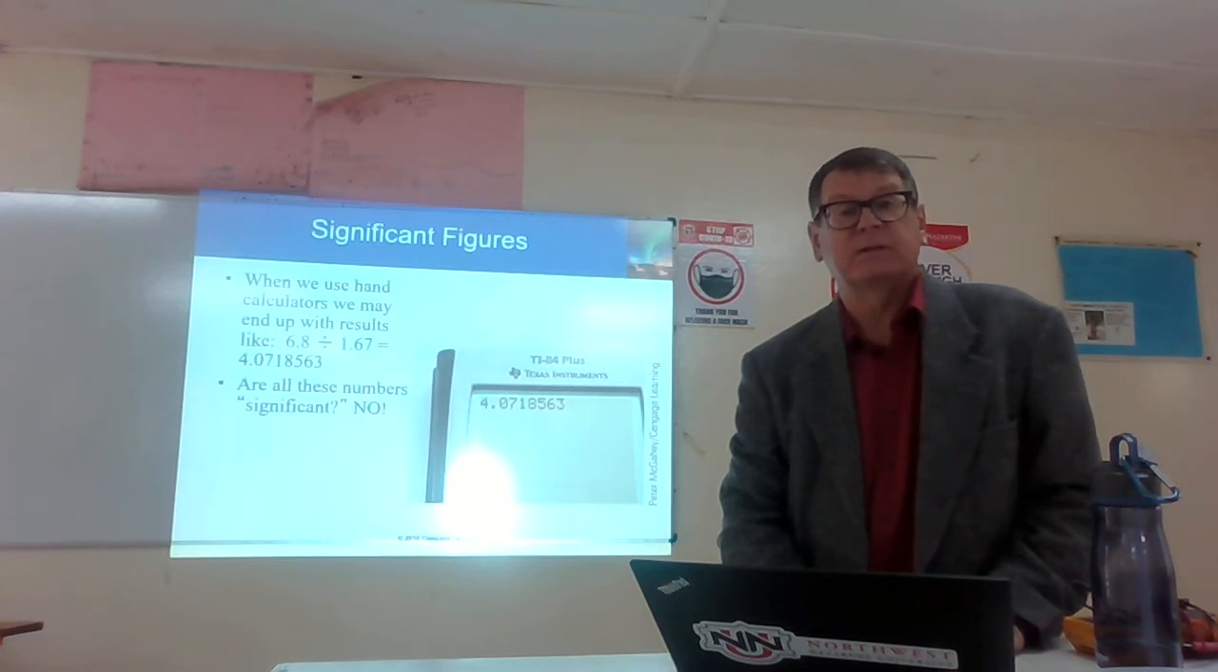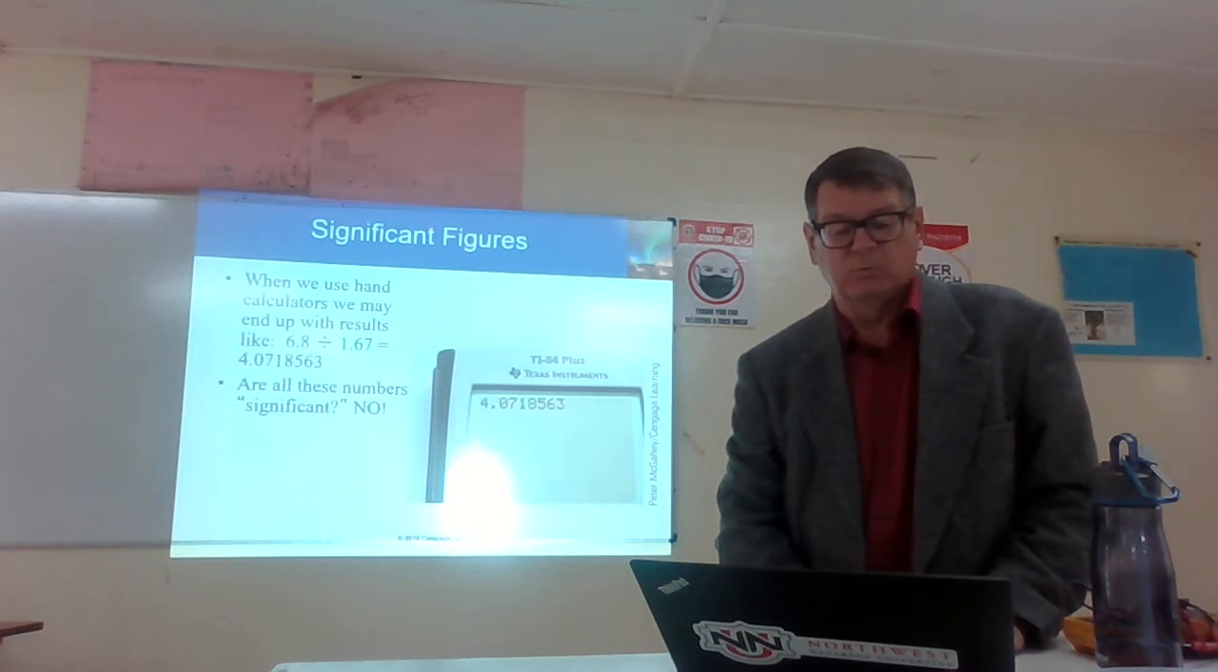6.8 or 1.67, which one has the smaller number? 2, right? So when we look at this answer, we only get to keep 2. Which 2 do we keep? The first 2, but do we have to round? What is the right answer?